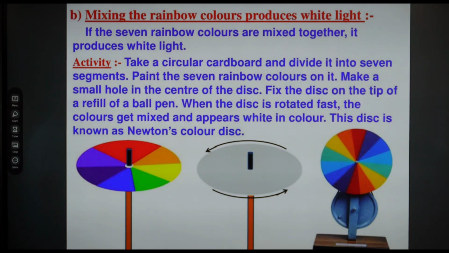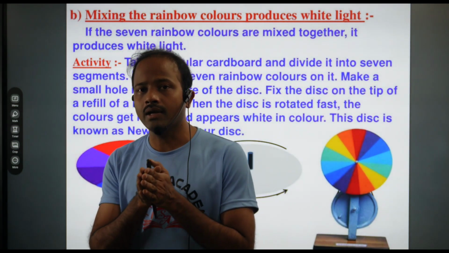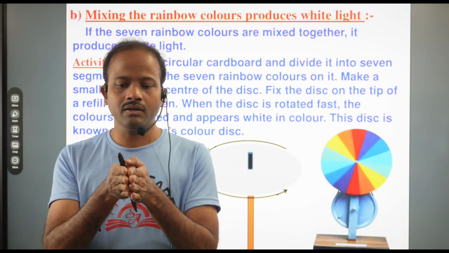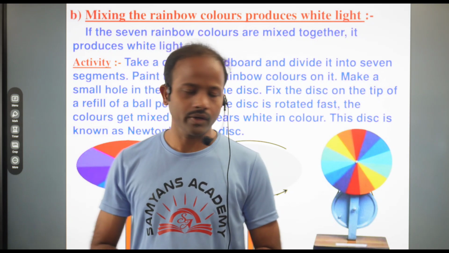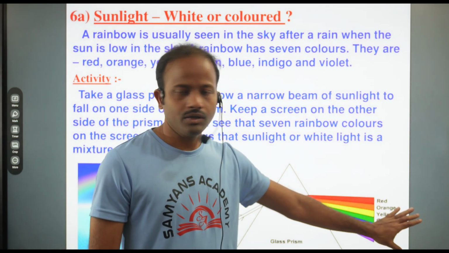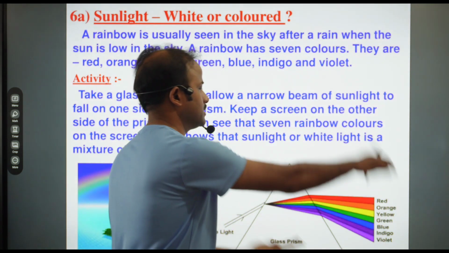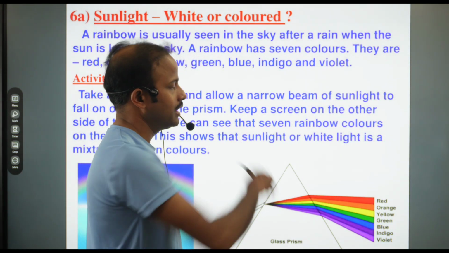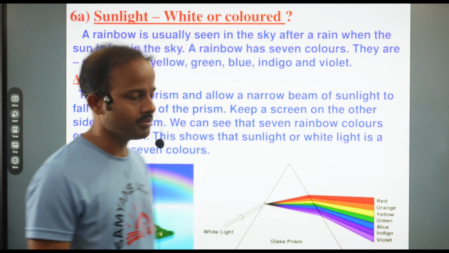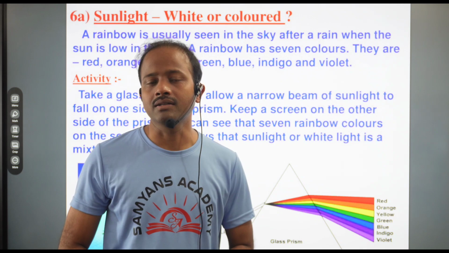Mixing the rainbow colors produces the white light. Okay, means from the white light, when you split the white light you will get the 7 colors, right? When you mix all 7 colors, again you will get the white light. In the same activity, you take one more prism, an inverted prism. When you pass all these colors through that inverted prism, all the lights combine and form white sunlight.